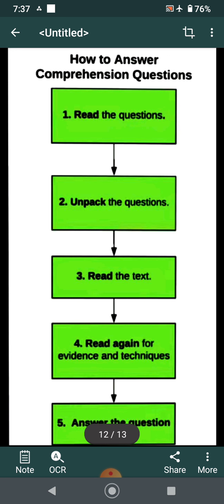Now children, after reading the passage, how should we attempt it? How to answer comprehension questions. Read the questions first. Unpack the questions, which means segregate or separate the questions. Read the text again. Go back to the questions. Read again for evidence and techniques, and get a clue. For example, I ask one question: where did Mohan live? You come to know that when you read the passage, it was in the first paragraph. So you will go back to the first paragraph and then answer the question.